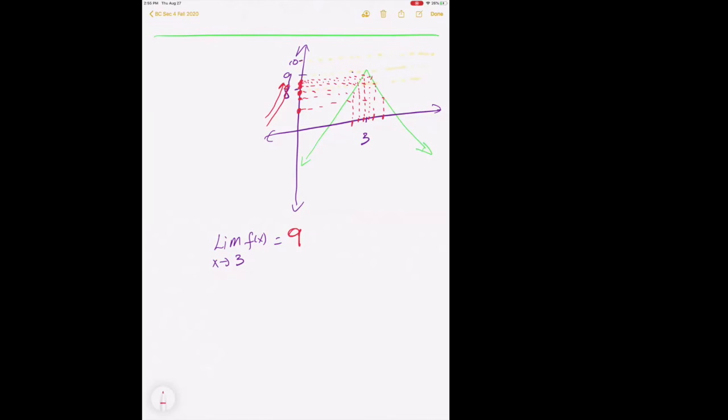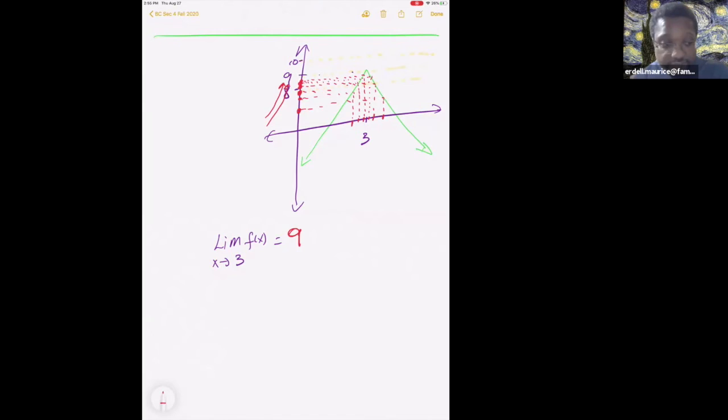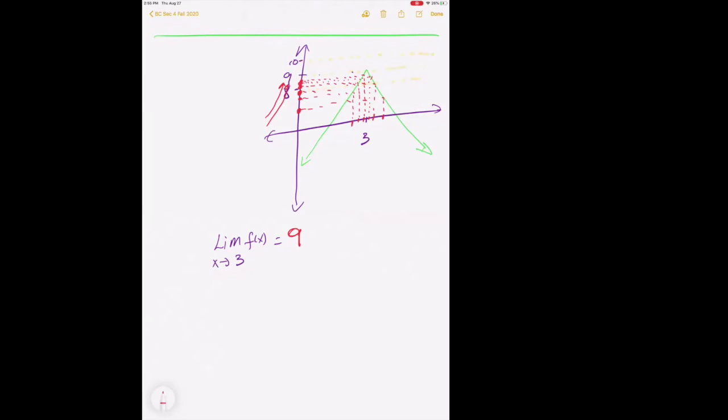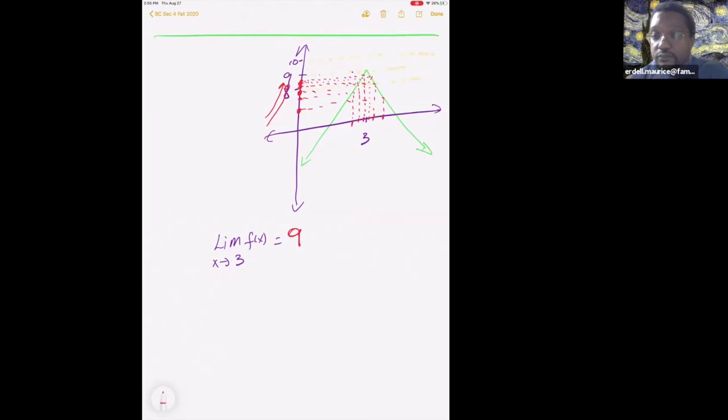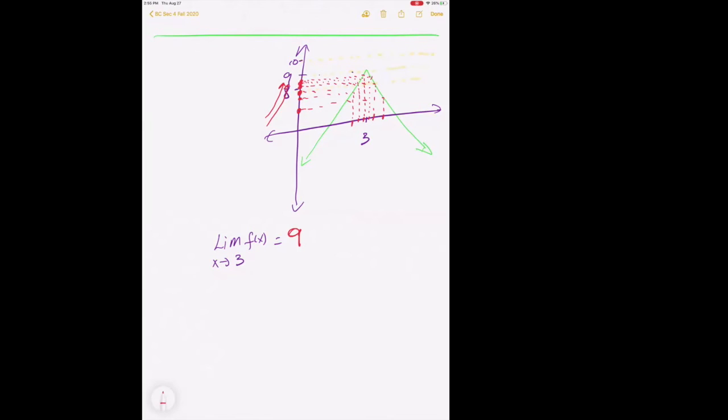Why, on the right side of 3? I already know it's 9, but even though it went low.